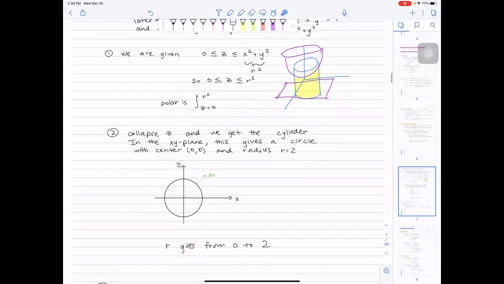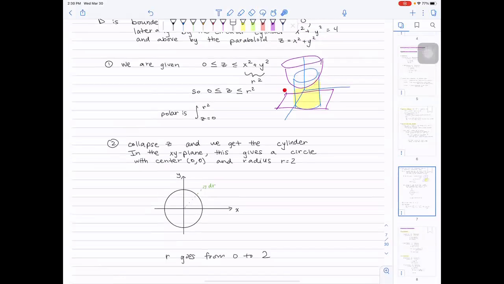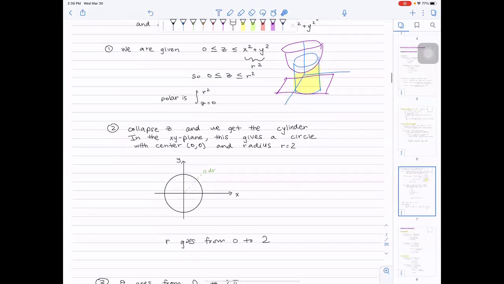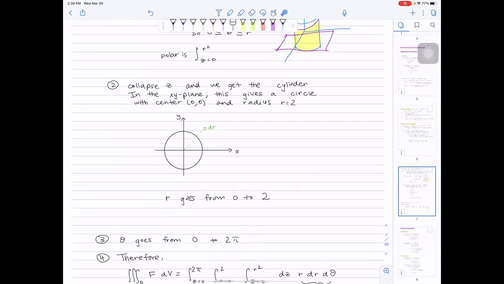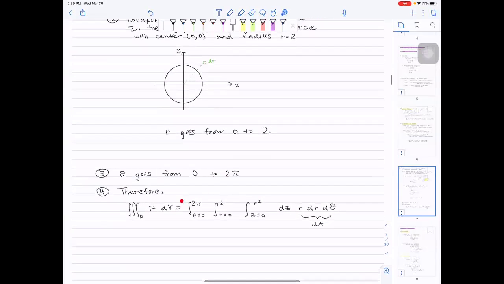Then for our theta bounds, we're not limited by theta. We have a full revolution of our shape, so theta is 0 to 2 pi. So when we write it, we have the theta bound, r bound, z bound, and we have dz, r, dr, d theta.